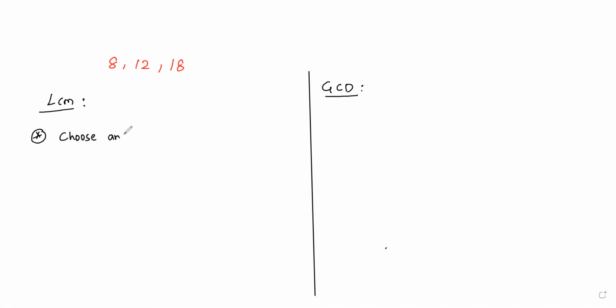Choose any 2 numbers. In both cases, we are taking any 2 numbers. So let me take 8 and 12 here, and 8 and 12 here also. After cancellation, we get 2 4s are 8, 3 4s are 12. So this is the simplest form we have for this ratio.